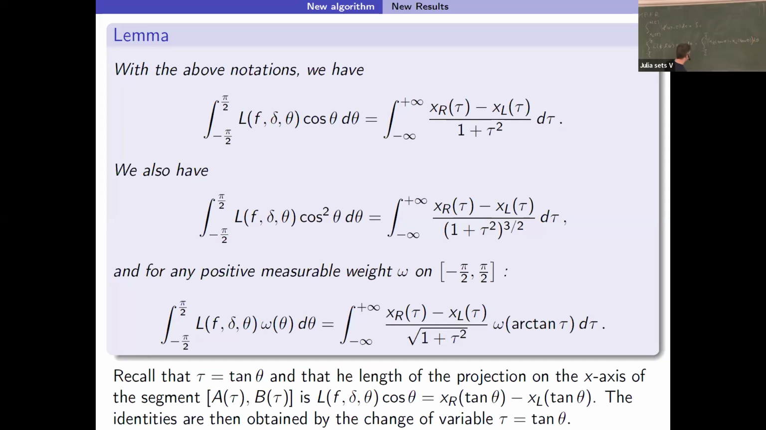And some change of variables, which is an easy exercise, gives you the last formula there. Sorry, here, which means that when you go in your channel high enough with tau or low enough, you can easily bound this. Let me write the last one too: X_R of tau, X_left.